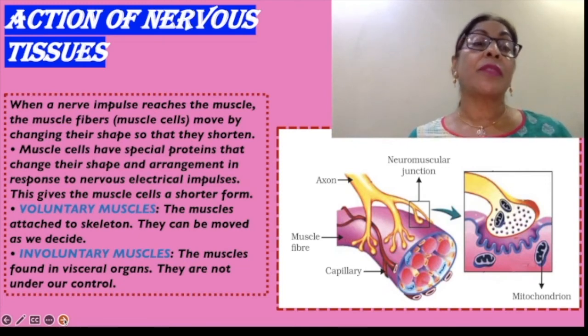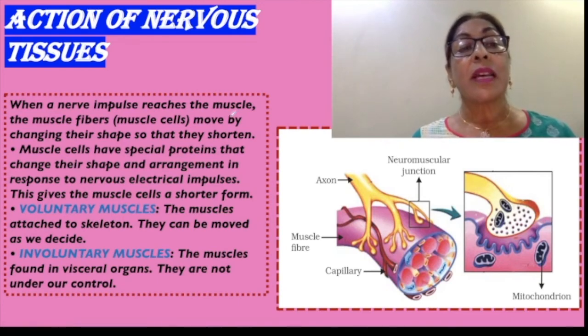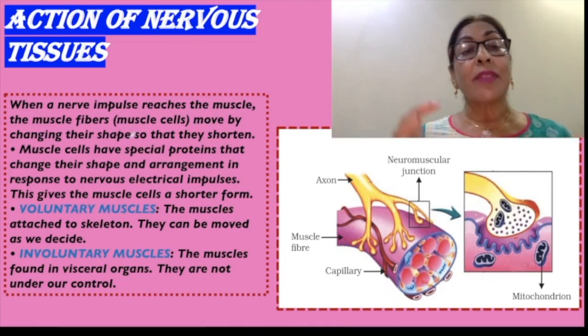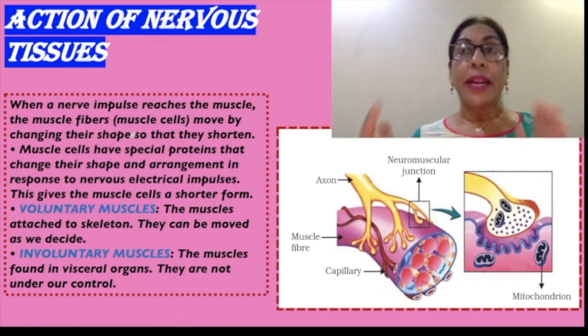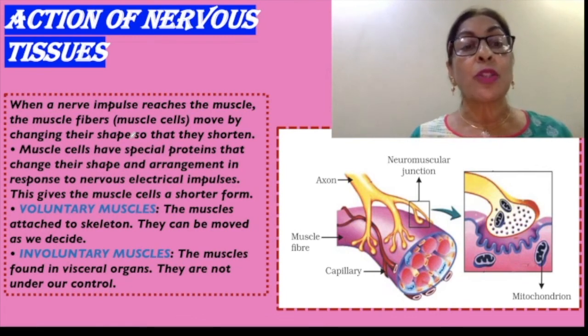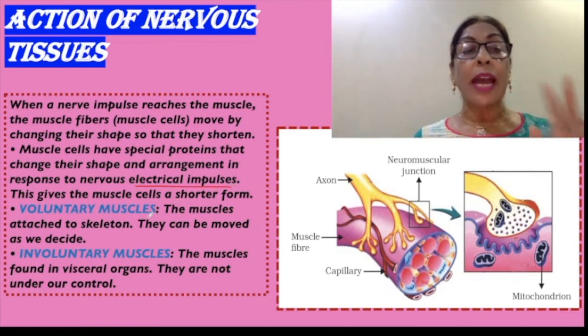Action of nervous tissue. When a nerve impulse reaches the muscles, the muscle fibers move by changing their shape so that they shorten. Muscle cells have specialized proteins that change their shape and arrangement in response to nervous electrical impulses. Muscles are of two types, voluntary muscles and involuntary muscles.